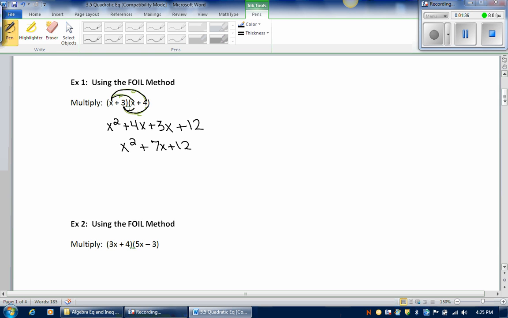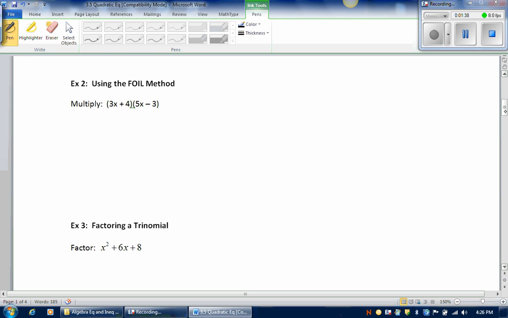Okay, let's try the next one. So again, we're going to be using FOILing. First, 3x times 5x, 15x squared. Outer, 3x times negative 3, sorry, is negative 9x. Inner, 4 times 5x is 20x. And last, 4 times negative 3 is negative 12.